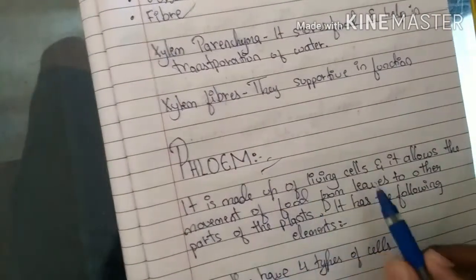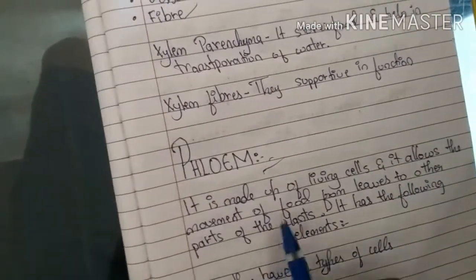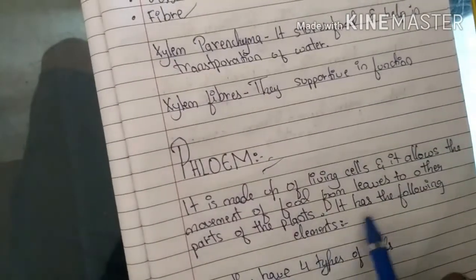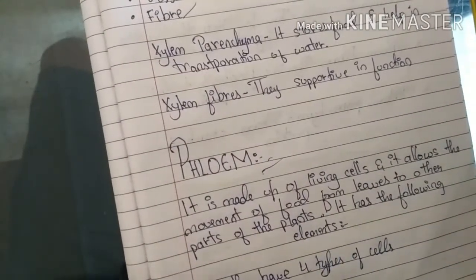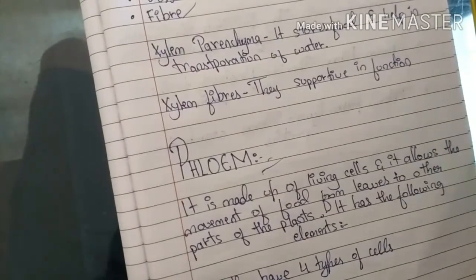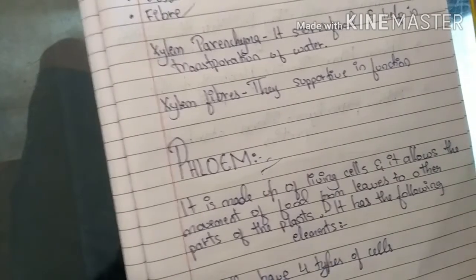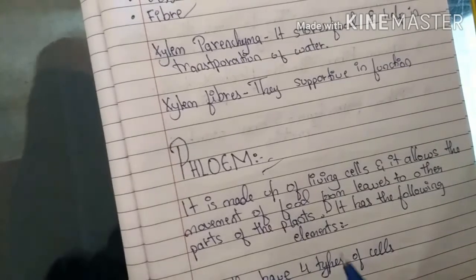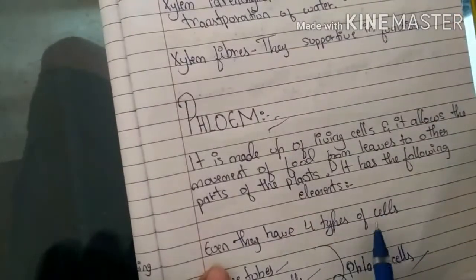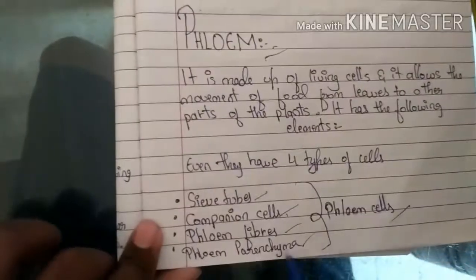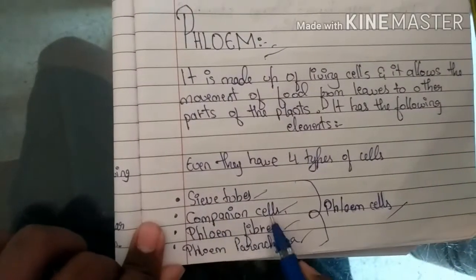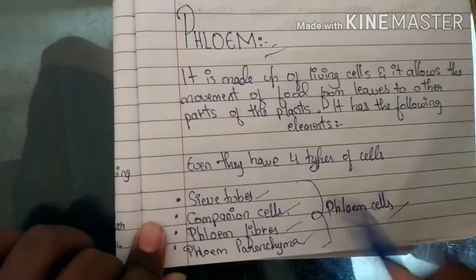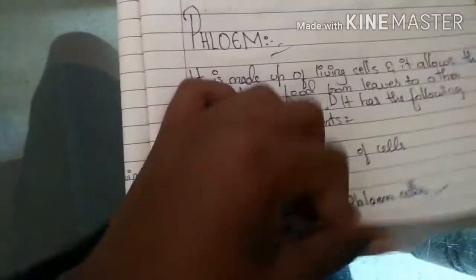Phloem is made up of living cells and it allows the movement of food from the leaves to other parts of the plant. You all know that photosynthesis happens in the leaves of plants. It has the following elements: there are four types of cells: sieve tubes, companion cells, phloem fibers, and phloem parenchyma. These are phloem cells.